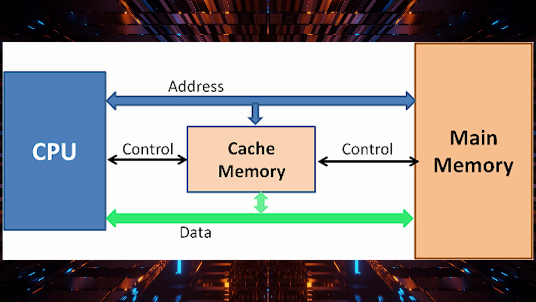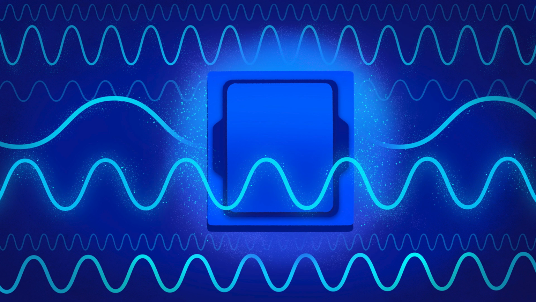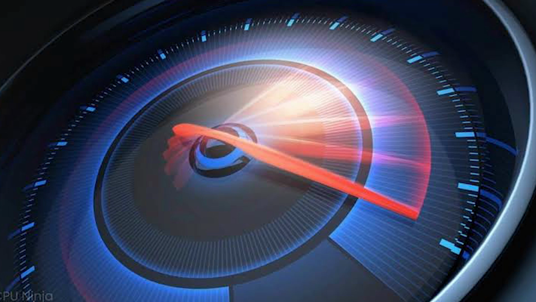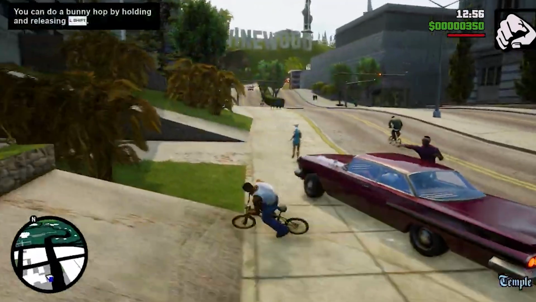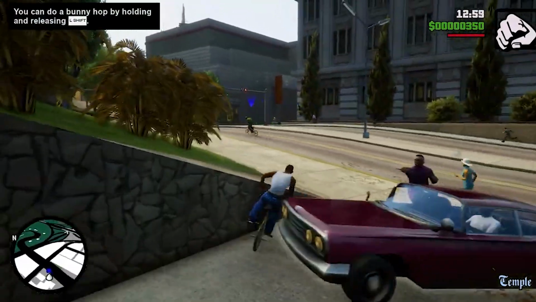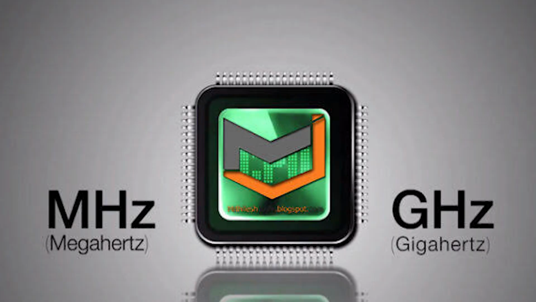Well, there is another thing called clock speed in your CPU. Clock speed is a measure of how many cycles a CPU can execute or process data per second, essentially determining how fast it can process information. A higher clock speed generally means faster CPU performance. It completes tasks like gaming or multitasking faster. Clock speed is measured in Hz, megahertz and gigahertz.